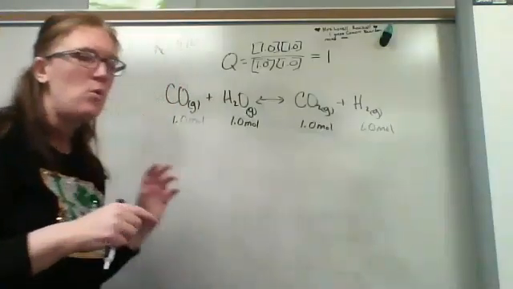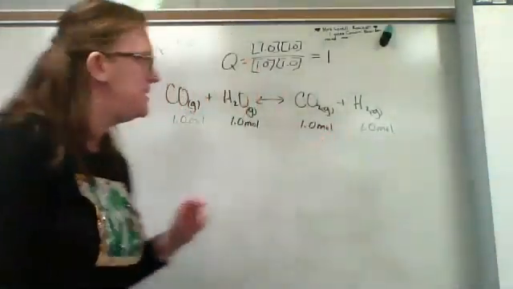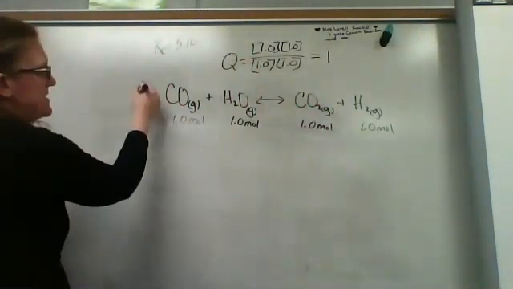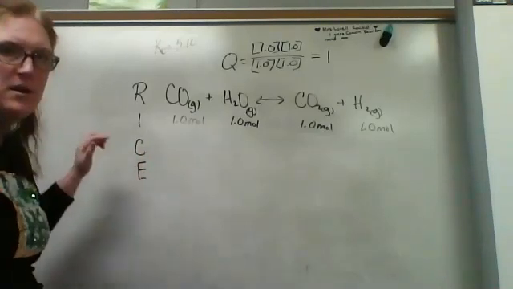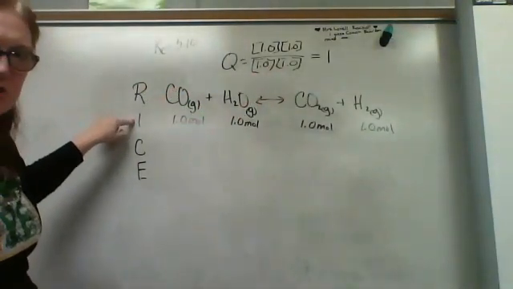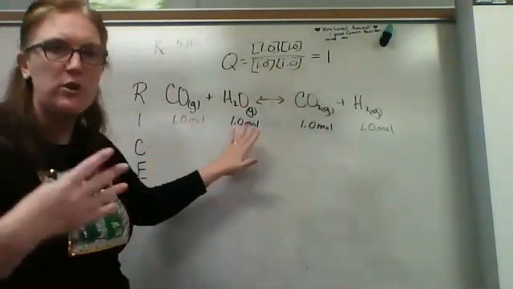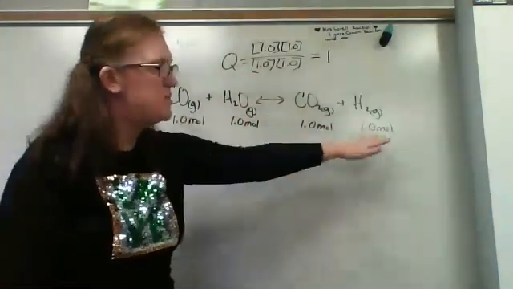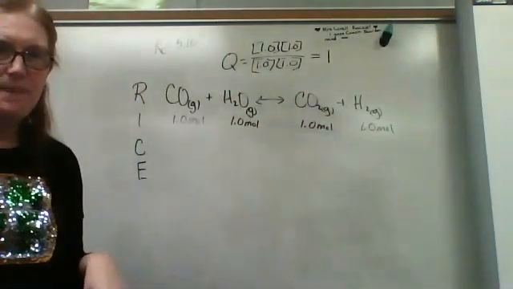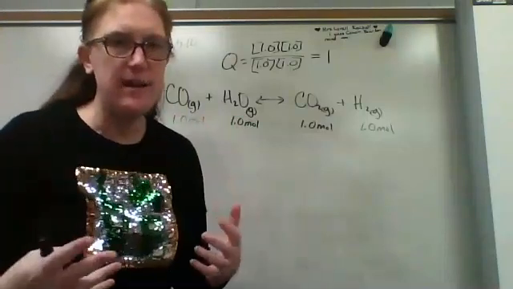So here we go. We're going to use something called the ICE formula. I like to call it RICE because that's how I learned it in college. R-I-C-E. On your paper, you've got the reaction written, and you write down the initial concentrations. Initially in the container, they put 1 mole per liter of each substance. That's what they threw into the container, and they want to know what the concentrations would be at equilibrium once all this stuff settles out.